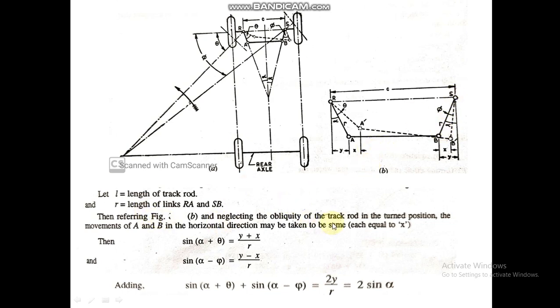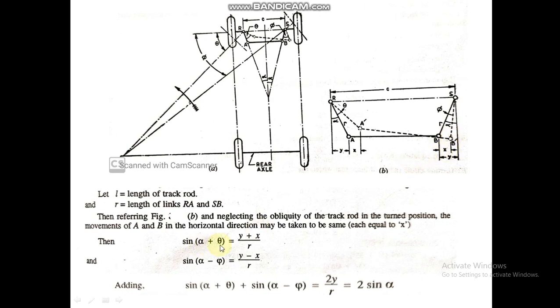Neglecting the obliquity of the track rod in the turned position, the movement of A and B in the horizontal direction may be taken to be the same, each equal to x. So let's say this movement A to A dash in the horizontal direction is x, and B to B dash in the horizontal direction is x.